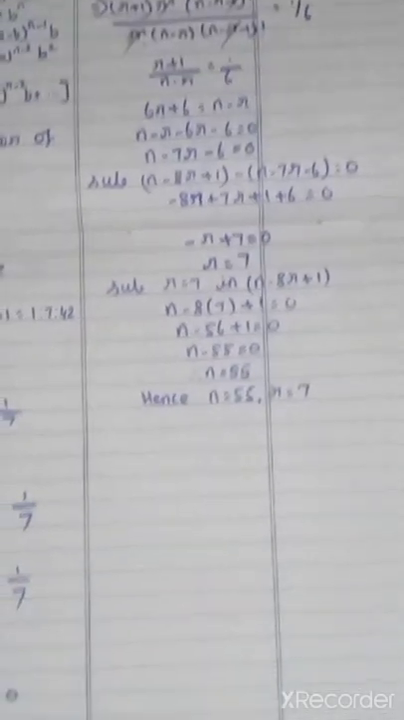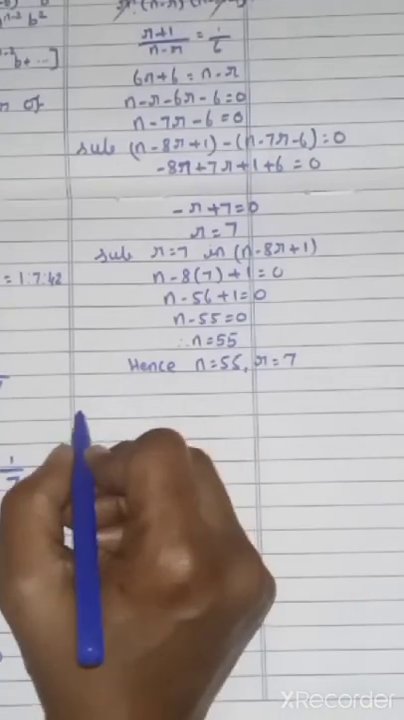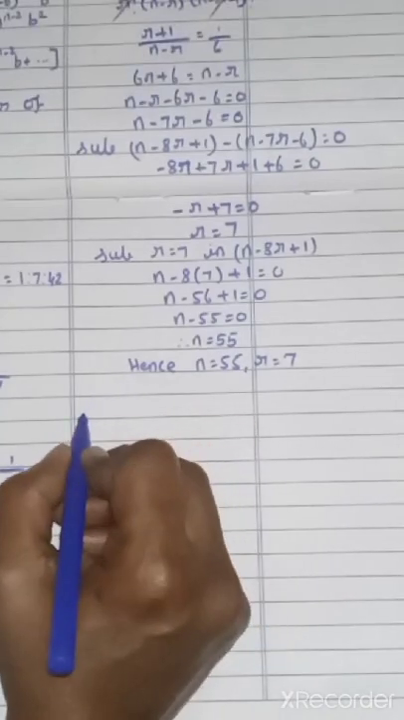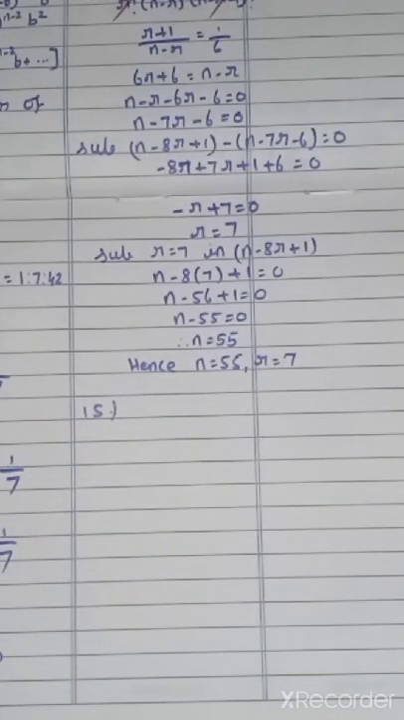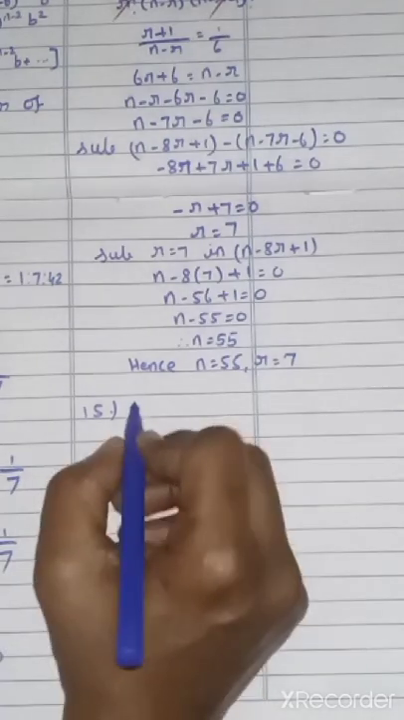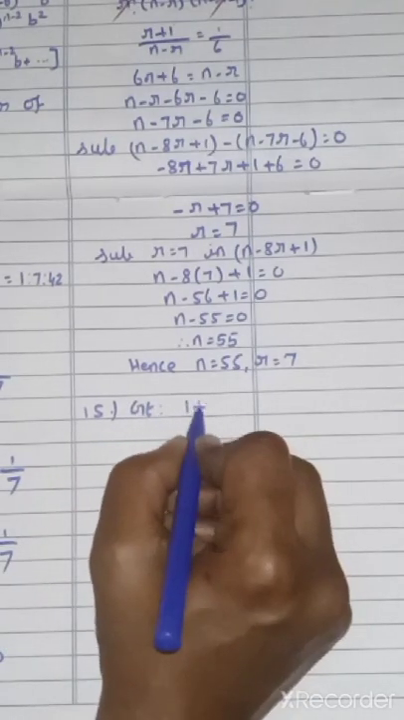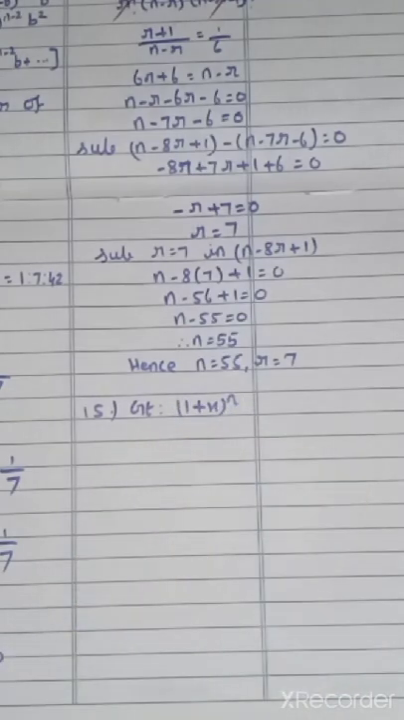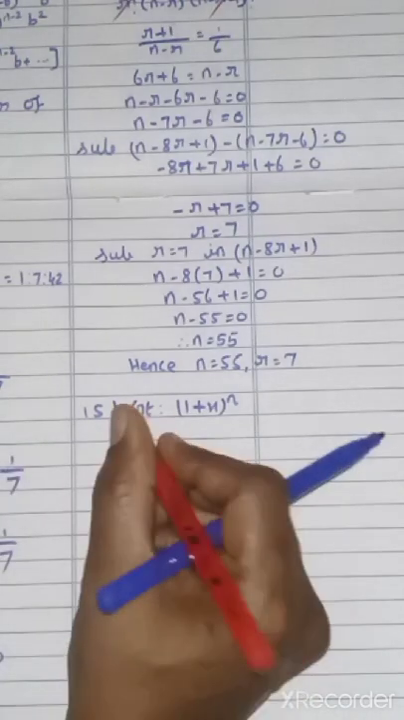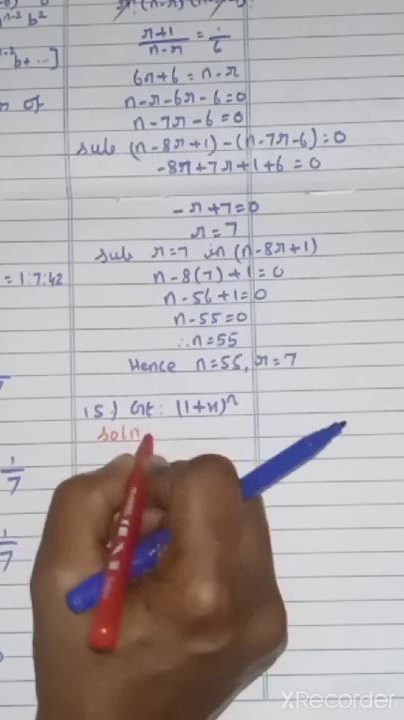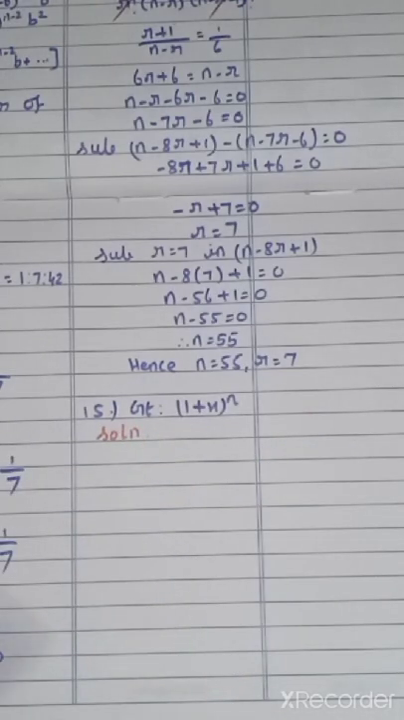Next question, the 15th one. In the binomial expansion of (1 plus x) power n, the coefficients of the 5th, 6th and 7th terms are in AP. Find all values of n. So this is what is given: the 5th term, 6th term and 7th term are in AP, that condition is given. So we have to find your n value.